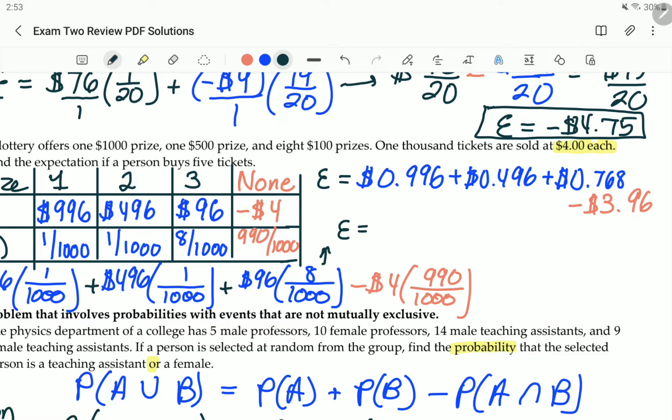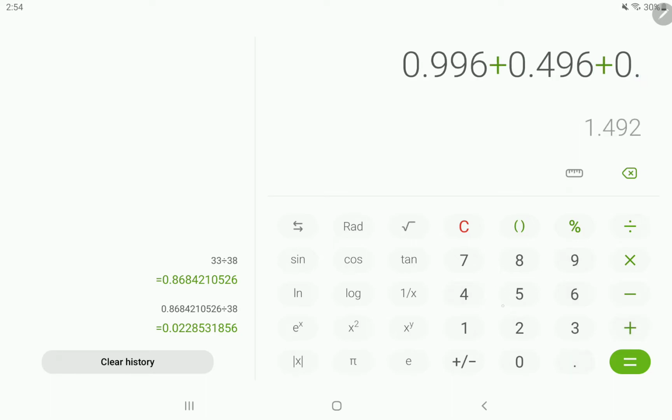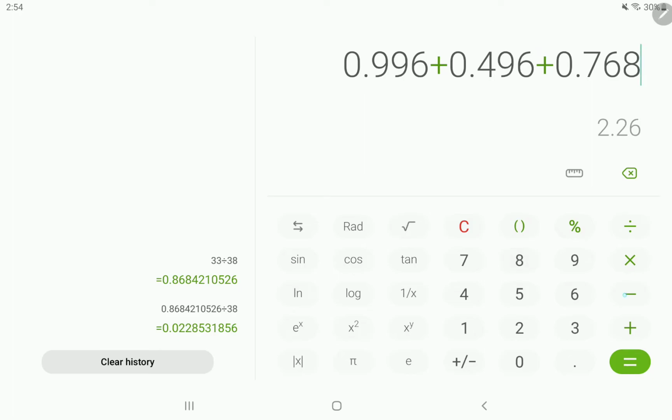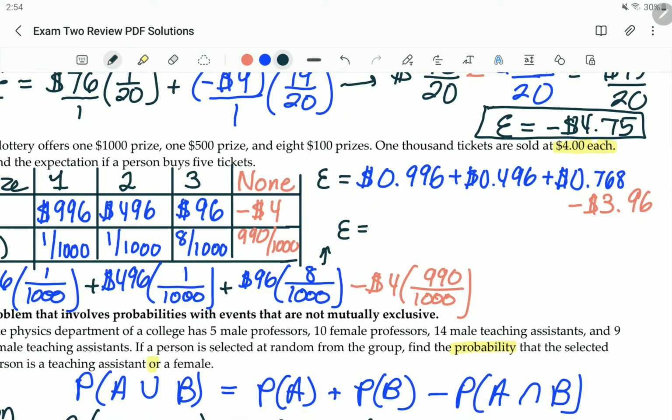So my expected value, when I complete all this and I add and then subtract 0.996 plus 0.496 plus 0.768 minus 3.96, equals negative 1.7. So this equals negative $1.70. But this is not your answer. This is how much you're expected to lose if you buy one ticket. For one ticket.